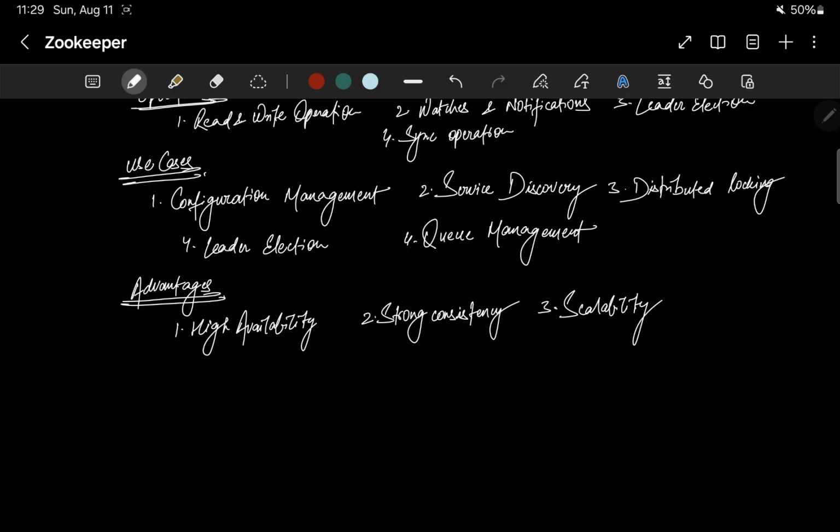ZooKeeper handles large-scale distributed systems with thousands of clients. Adding observer nodes helps scale read throughput without impacting write performance. For example, a large-scale microservices platform might use ZooKeeper to manage service discovery, with observer nodes handling the high volume of read requests from the various microservices. Next is simplicity.